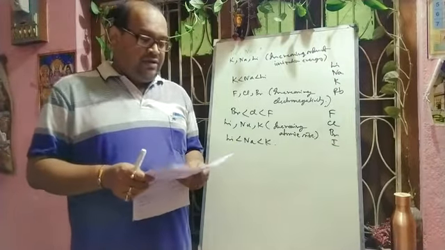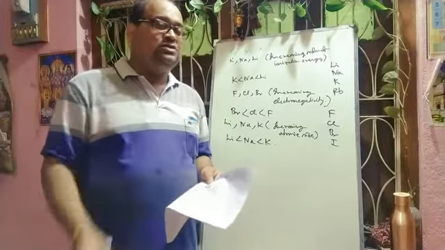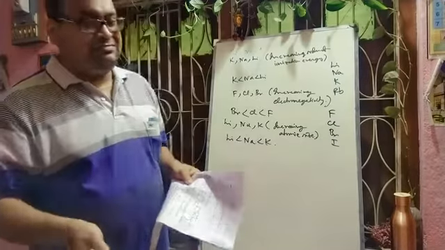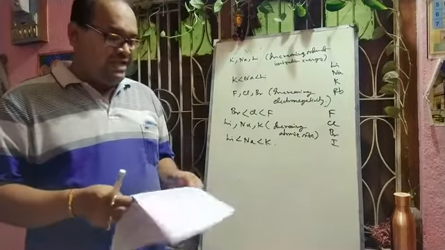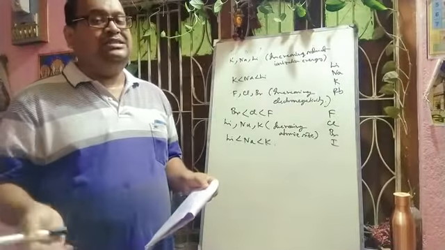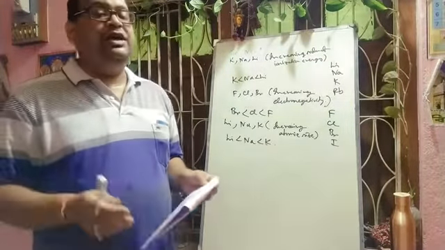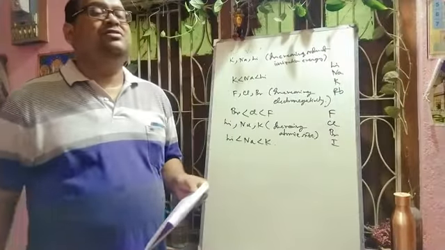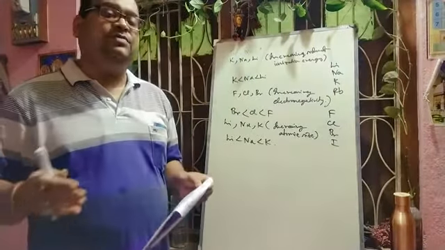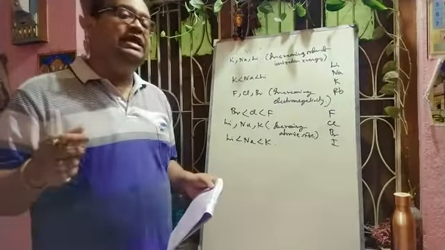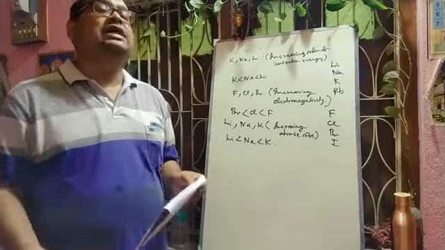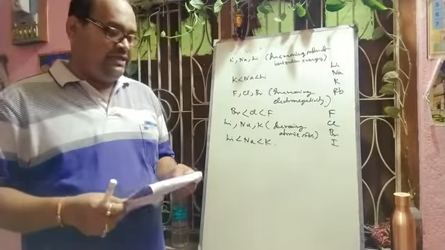Now, they can ask on which factors the ionization potential depends. Your answer will be the nuclear charge and the atomic size. If we increase the nuclear charge, the ionization potential value will increase. And if we increase the atomic size, definitely the ionization potential will decrease.